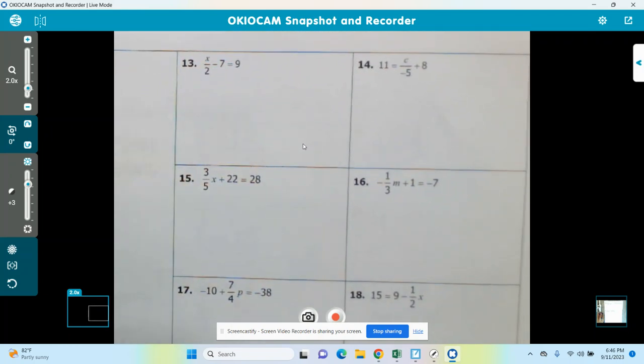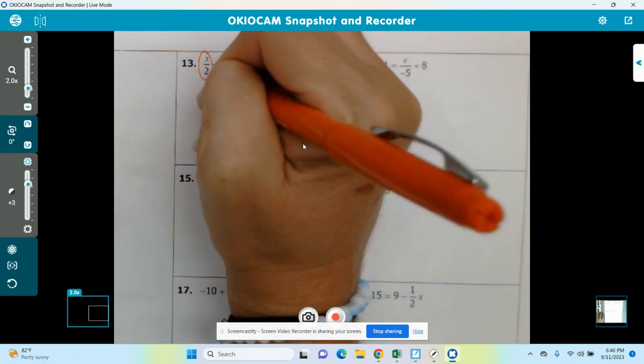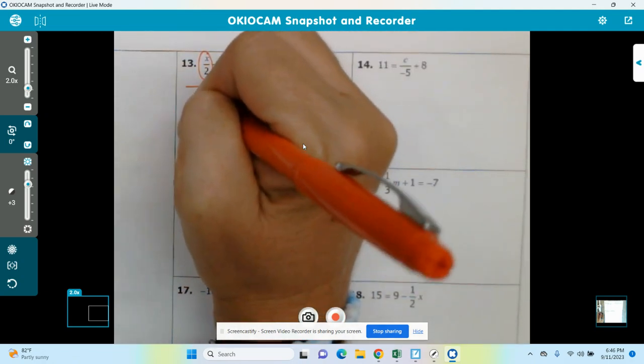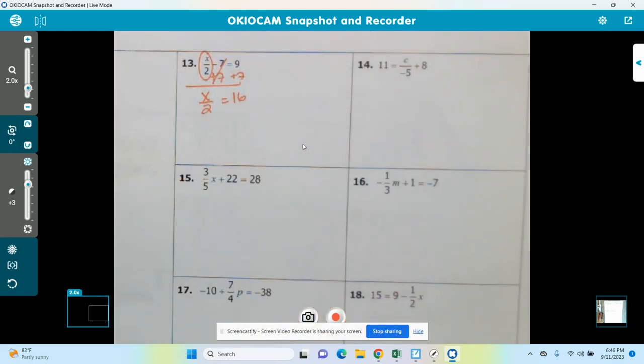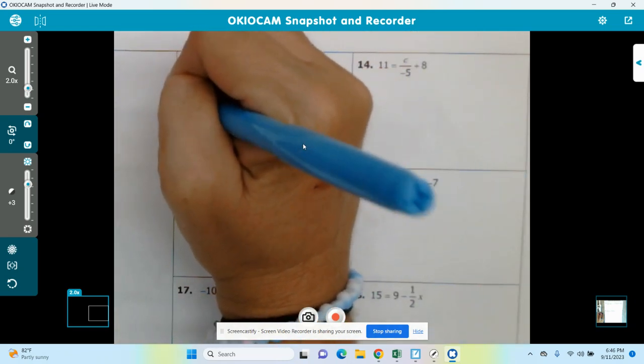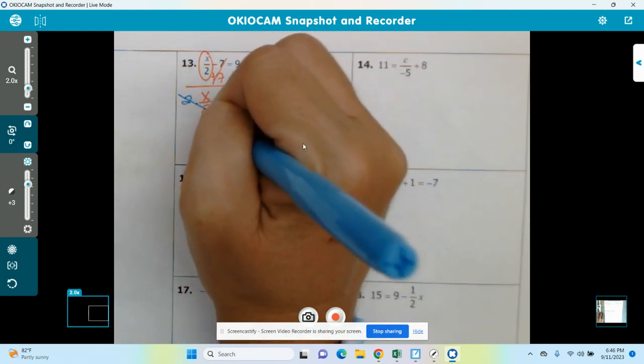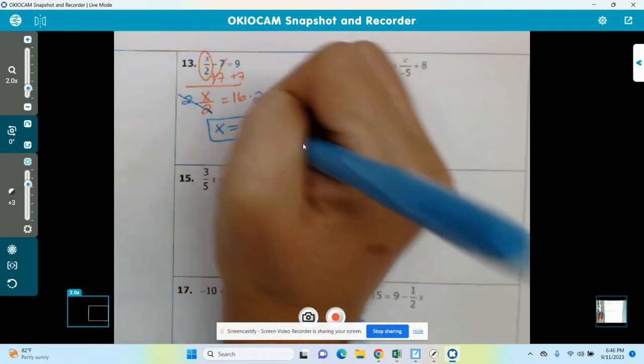Right, 13 right here. So again, here is my entire variable term. So I'm going to move the 7 first. 9 plus 7 is 16. Now they are dividing by 2, so I'm going to do the opposite, which is to multiply by 2, and x is going to equal 32.